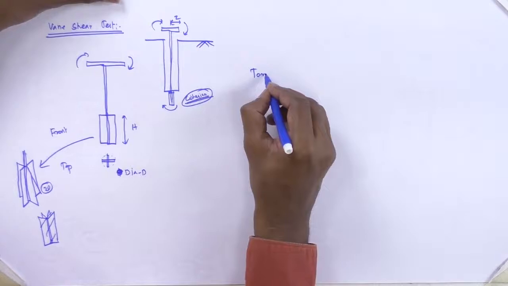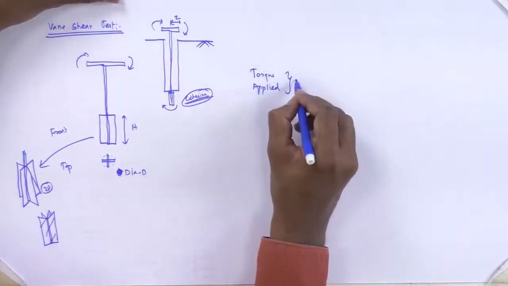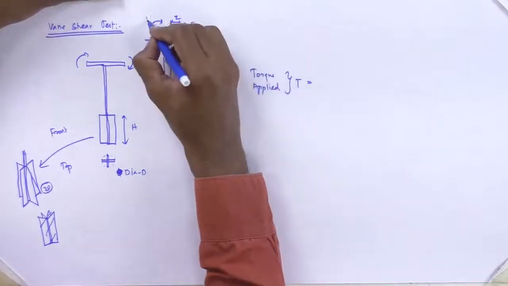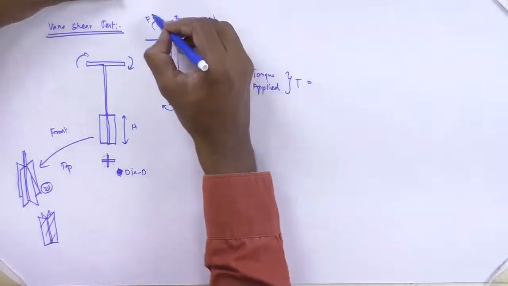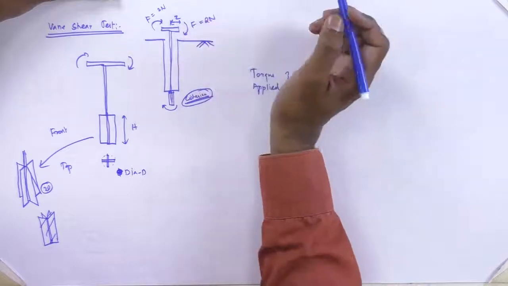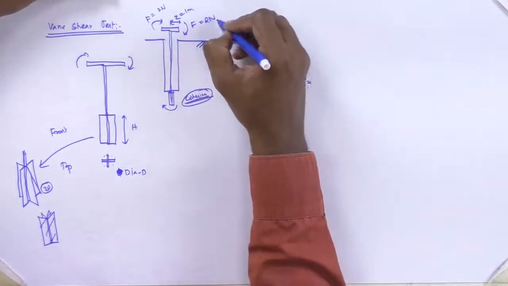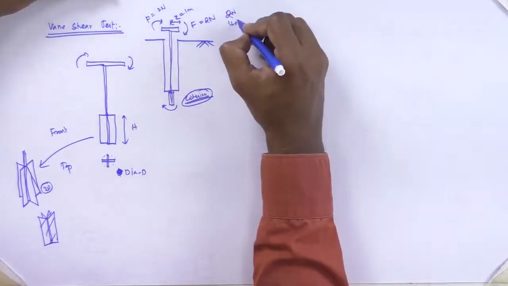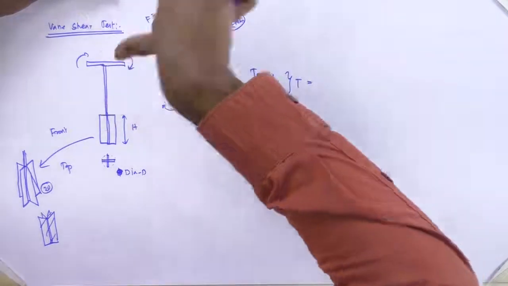So let us say the torque applied is T. This is the torque applied. Let us say this is a force of 2 Newton, so here 2 Newton, and the total force is 4 Newton. Let the lever arm Z equal 1 meter. So 2 into 1 is 2 Newton plus 2 Newton, so it is 4 Newton meter. It is the torque which you have applied.